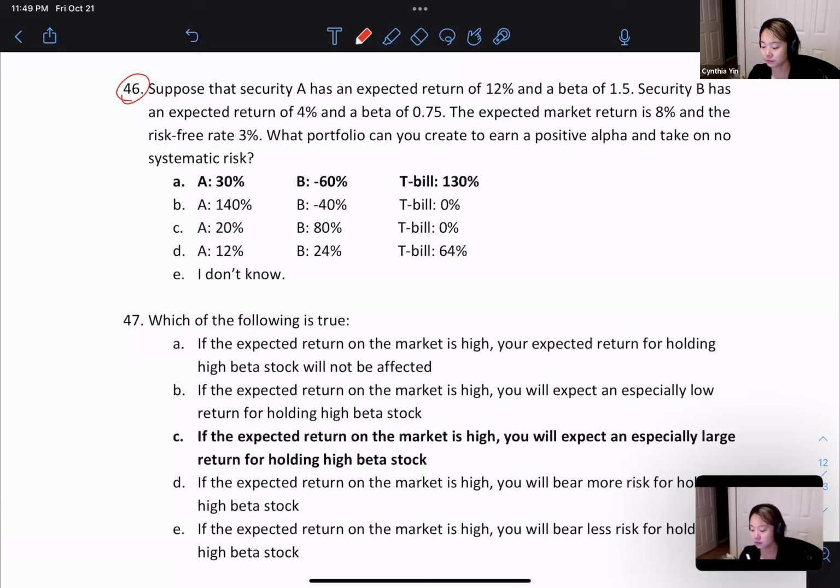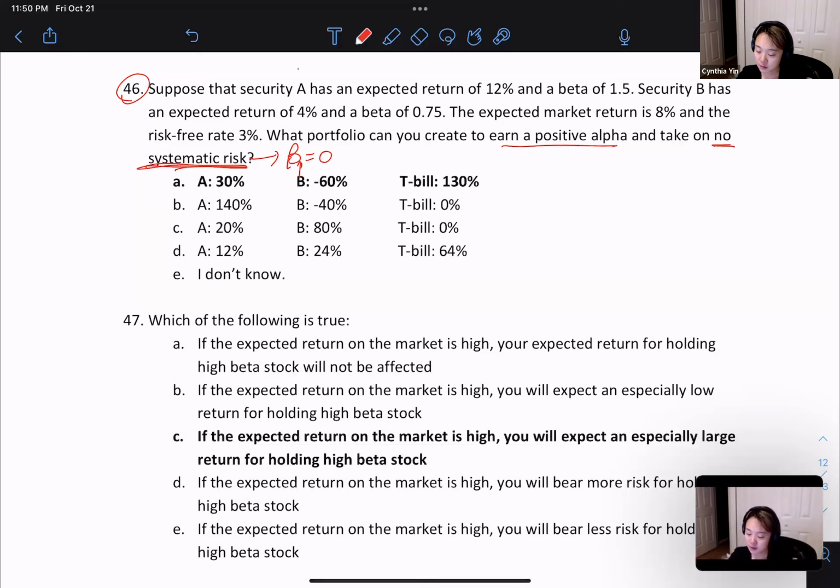Okay, so first of all, let's get rid of the positive alpha part. Let's think about no systematic risk. What does it mean? It means beta equals 0. Suppose you want to get beta equals 0. What should you do? Again, the portfolio beta is the weighted average of every single individual asset's beta.